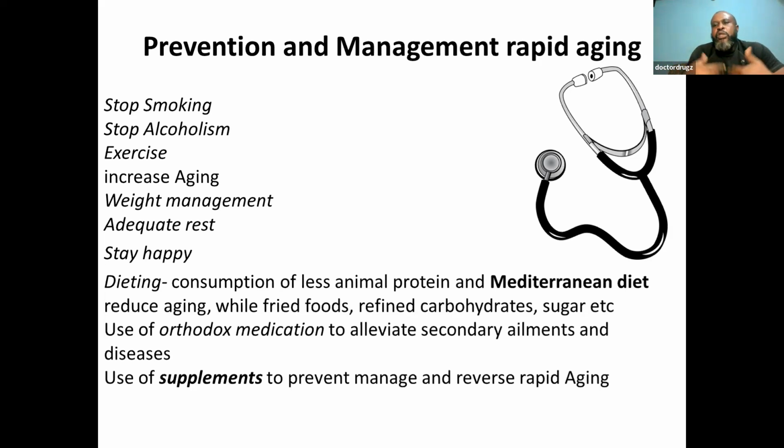And this leads to deposition of these substances all over the body and can also exacerbate aging. Refined carbohydrates and sugars, as earlier mentioned, bind to collagen fibers, make them brittle, and make people have wrinkled skin faster than normal. Now, use of orthodox medication to alleviate secondary ailments like diabetes.